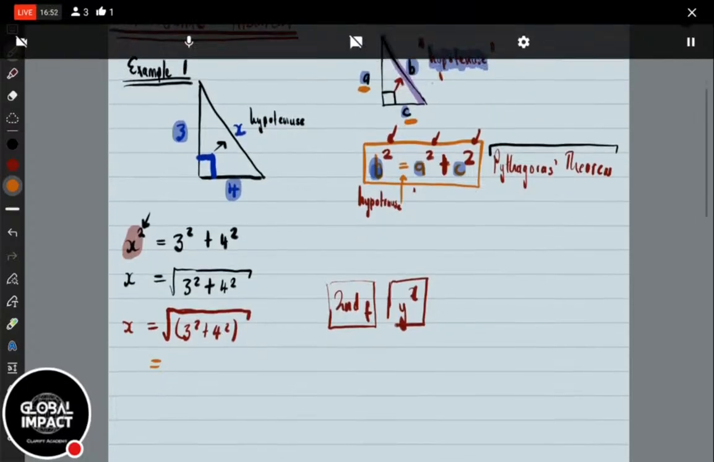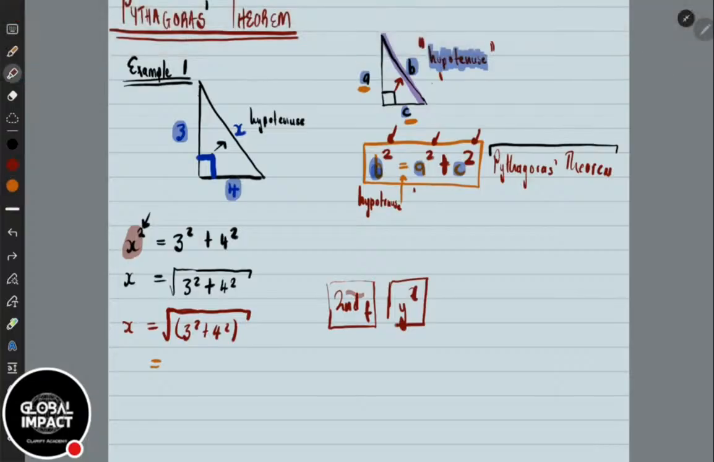Okay, great. Yes, you press second function. Then you press y to the x. Then you open your bracket and you say 3 squared plus 4 squared. Close and you say equal to. What is the answer going to be?